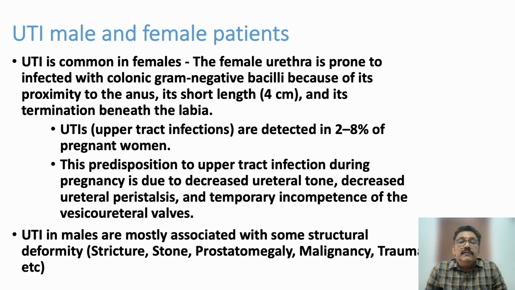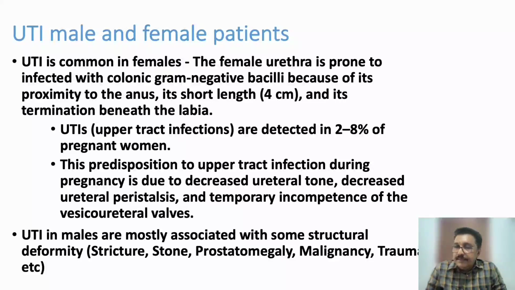Whereas in males, normally urinary tract infection is not at all common. But if you are getting urinary tract infection in a male patient, it can be associated with a structural deformity or diabetes or trauma or sexually transmitted diseases. Structural deformities like strictures, stones, prostatomegaly, malignancy, trauma, especially after catheterization, all these things are very common in male patients. And prostatitis and prostatomegaly induced urinary tract infection is very common after 50 years.